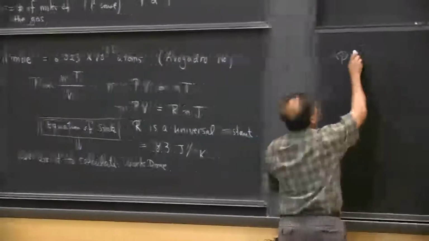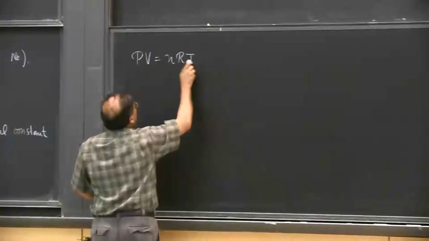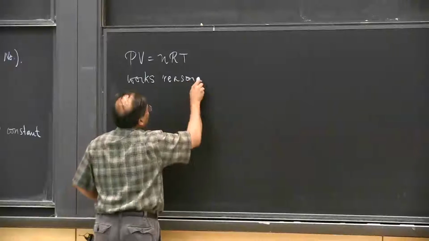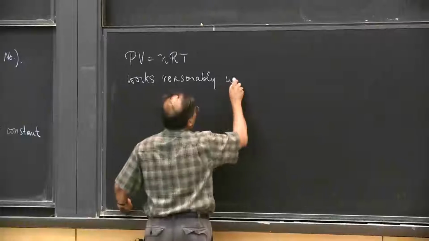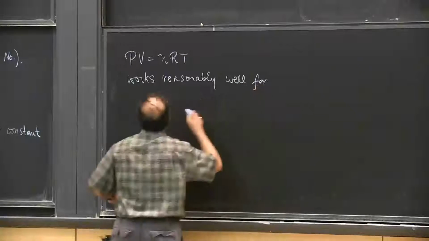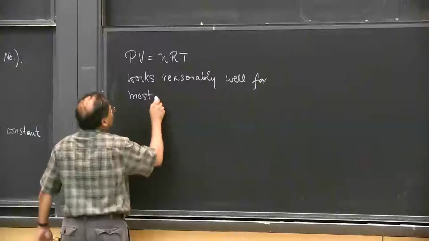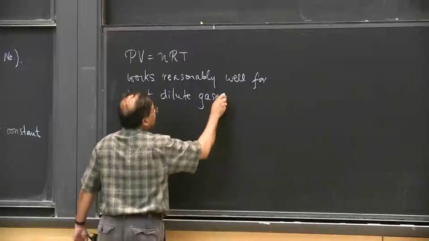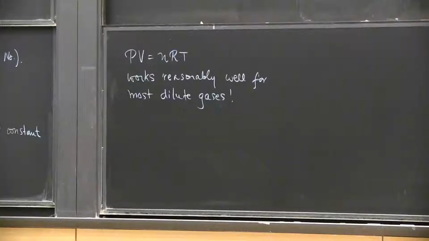So PV equals nRT works reasonably well for most dilute gases. So that then means if we have a dense gas, if we have a charged gas, then it may not really work. And that is more or less true. Okay? If you have complicated gases, then it probably won't work very well.